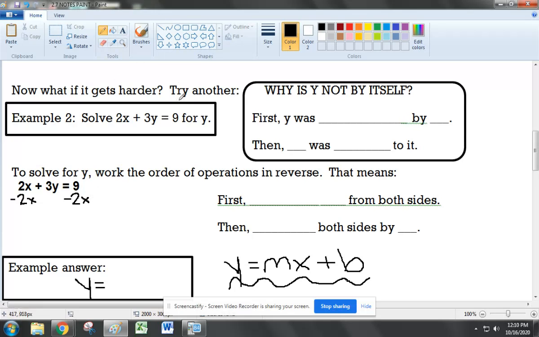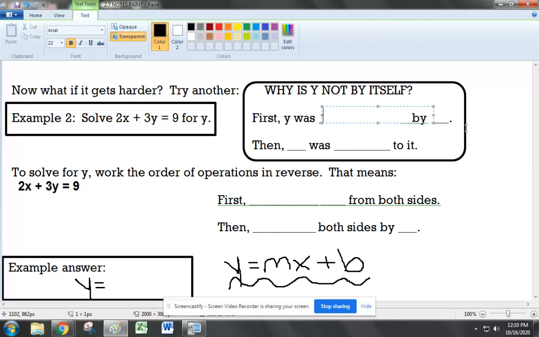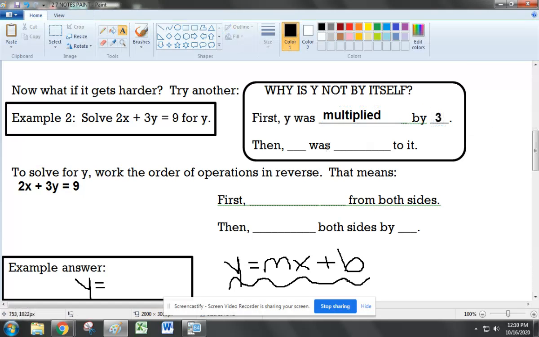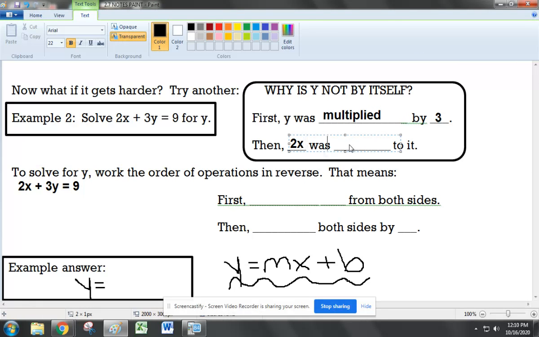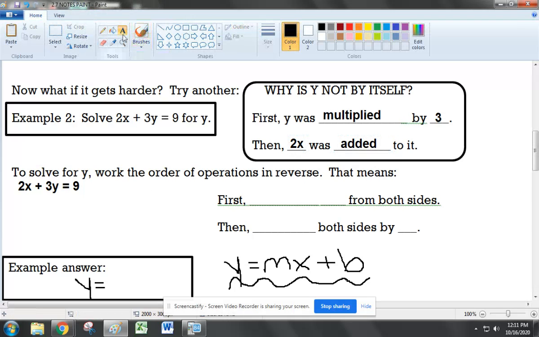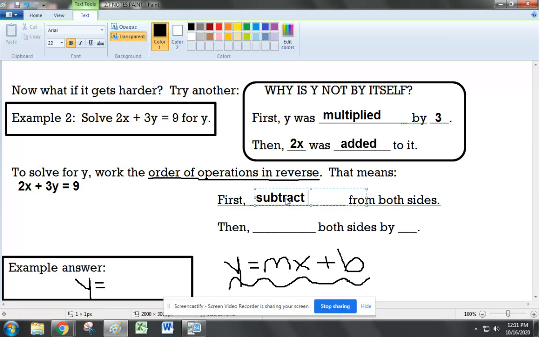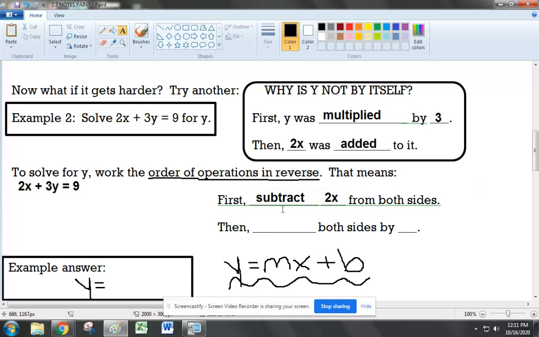Here's the deal. Let's back up a second. Why is y not by itself? Y is not by itself because, well, there's a 3 next to it. It's being multiplied by 3. That's not good. And then you'll see there was a 2x added to it. So if you're looking to see, well, why did he just subtract 2x from both sides? I'm doing the reverse of everything that happened to y. It's sort of like using the order of operations in reverse. So instead of adding 2x, we are going to subtract 2x from both sides.